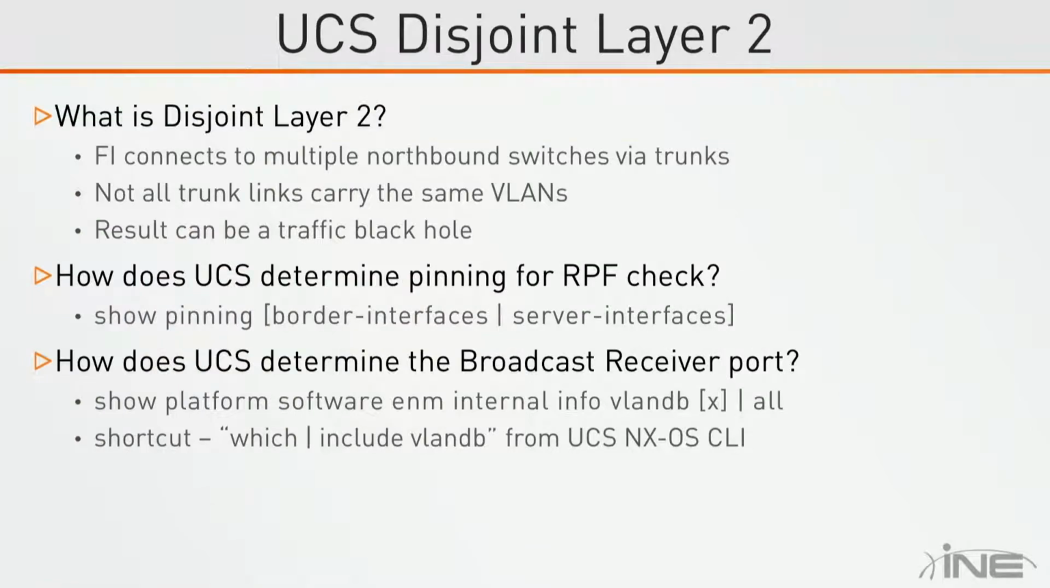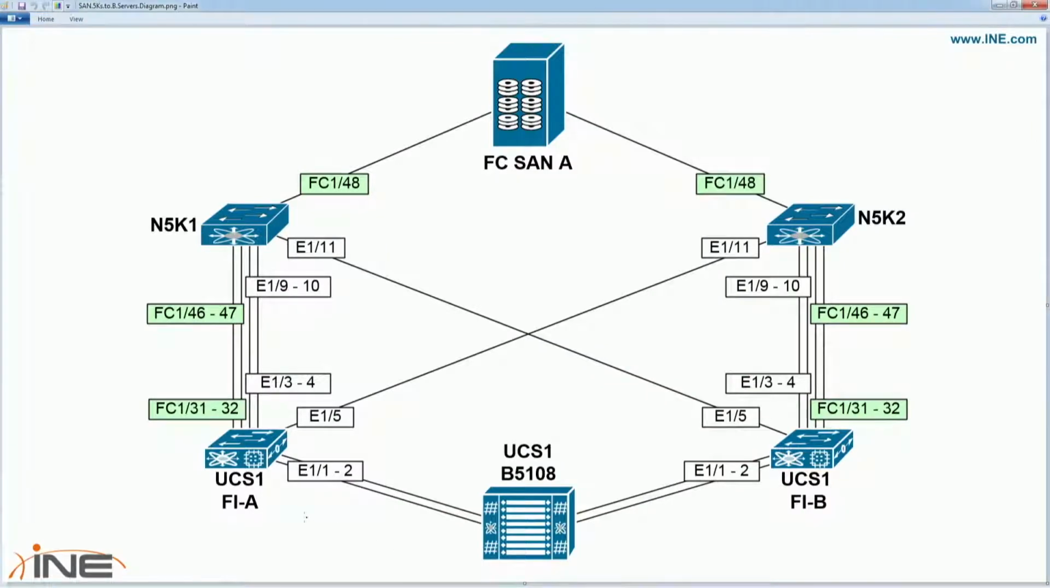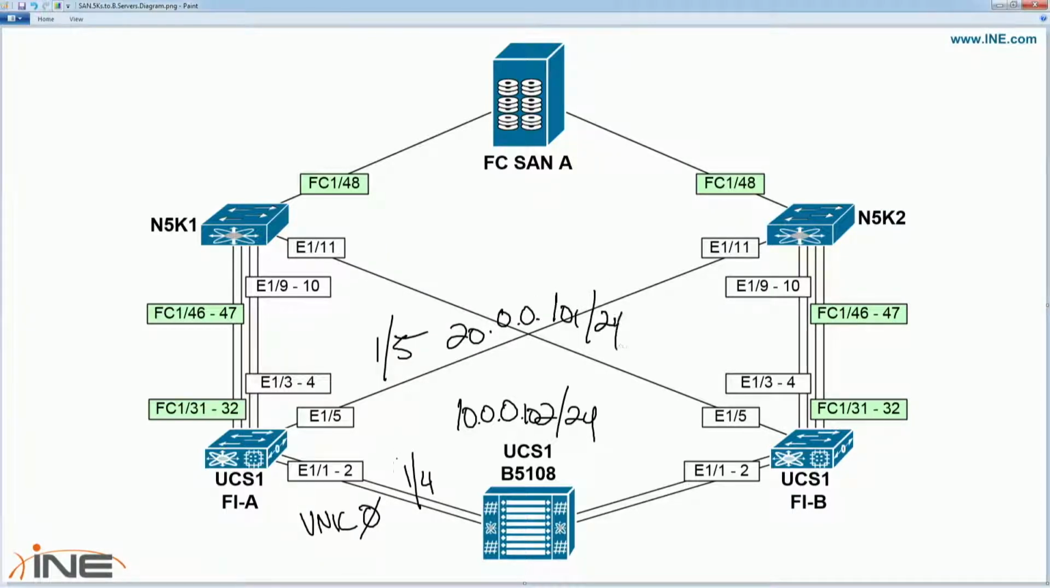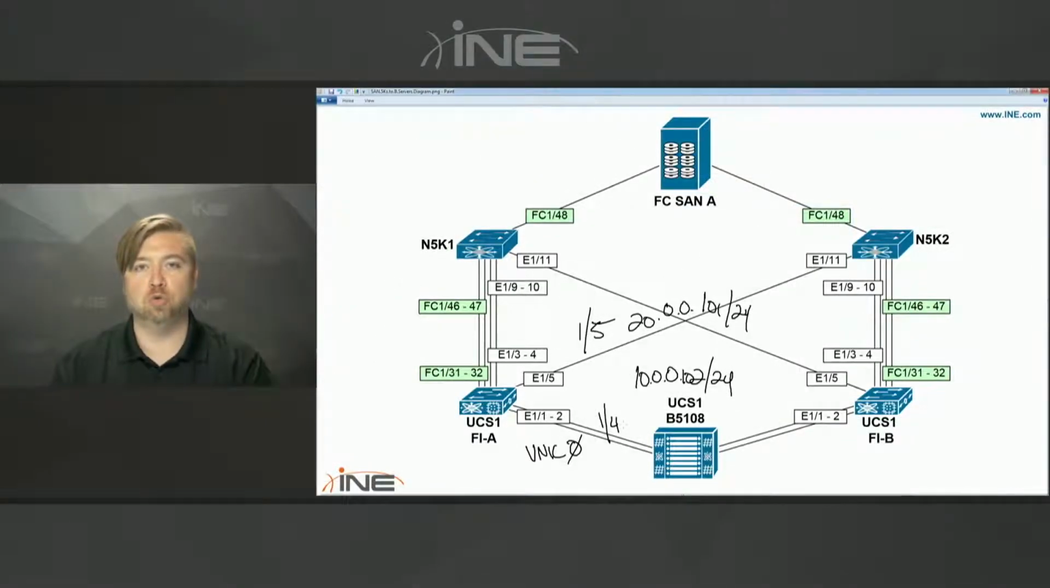Okay, so as it currently stands, we have Fabric Interconnect A has VNIC 0 that is going to chassis 1, slot number 4, and this is going towards 10.0.0.102/24, which is the IP address that we have on the blade. Okay, we also have a server that is on chassis 1, slot 5. We're going to put this guy in VLAN 20. Okay, so let's say that this is 20.0.0.101/24.